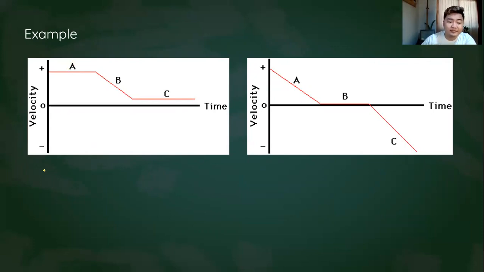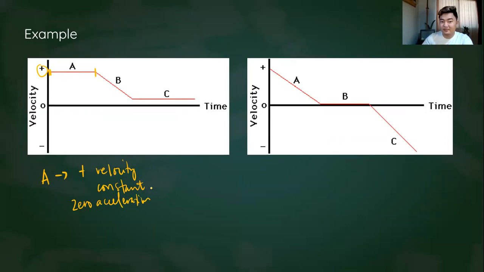So in interval A, how can we describe the motion of the object? In interval A, you have a positive velocity, which is constant. Why constant? You have a horizontal line in interval A. So that's constant. Positive velocity since it's in the positive side. How about the acceleration? So acceleration will be zero acceleration.